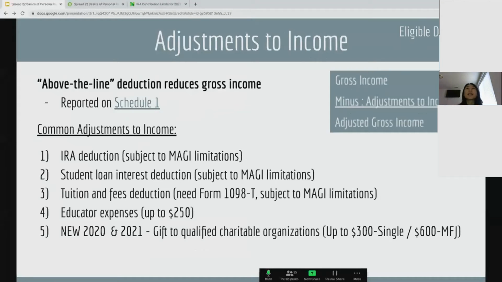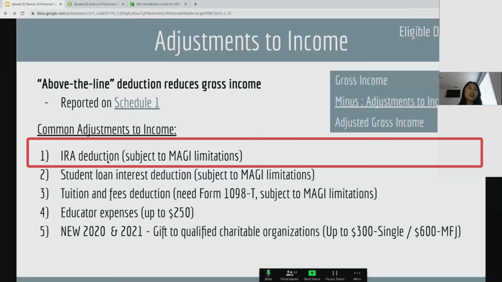The first one is an adjustment to income. So that brings down your AGI. And remember how important that is, because AGI is used to determine a bunch of things. So we want to lower our AGI as much as possible. And the only way to do that is through adjustments to income. And these are very common adjustments here, including the IRA deduction.